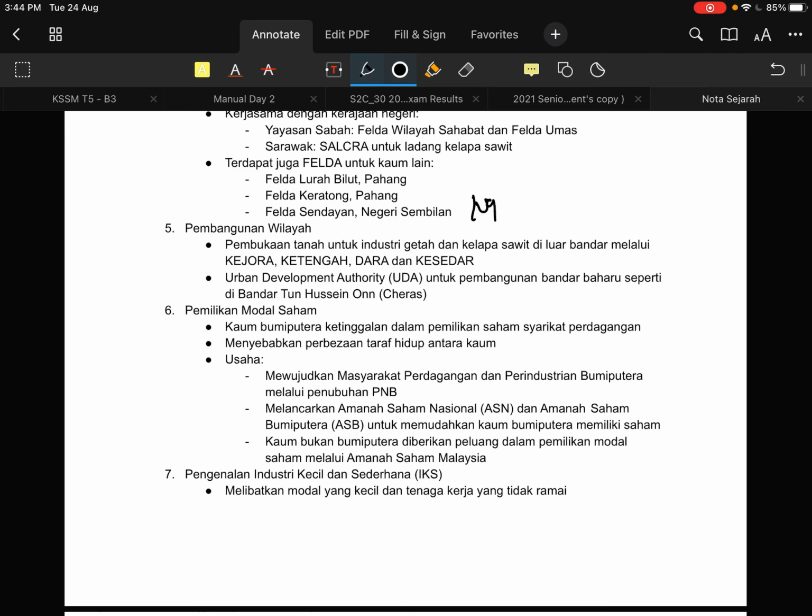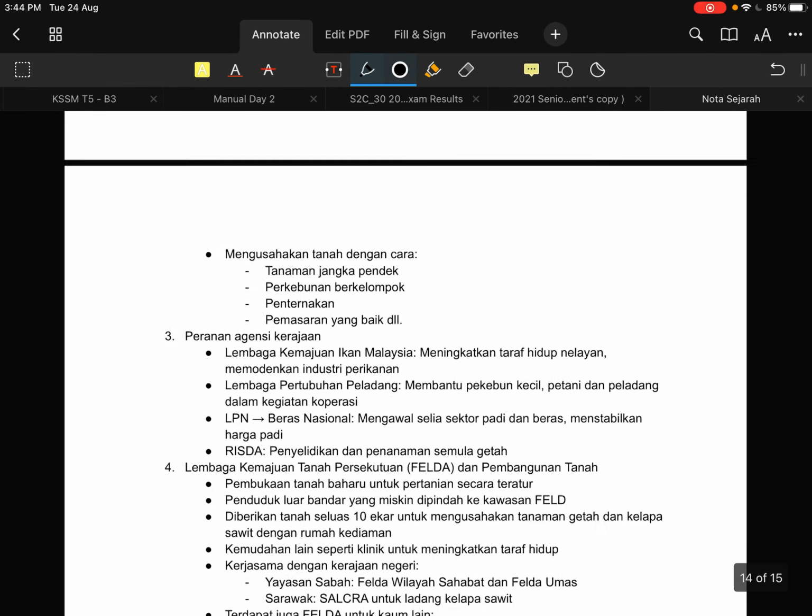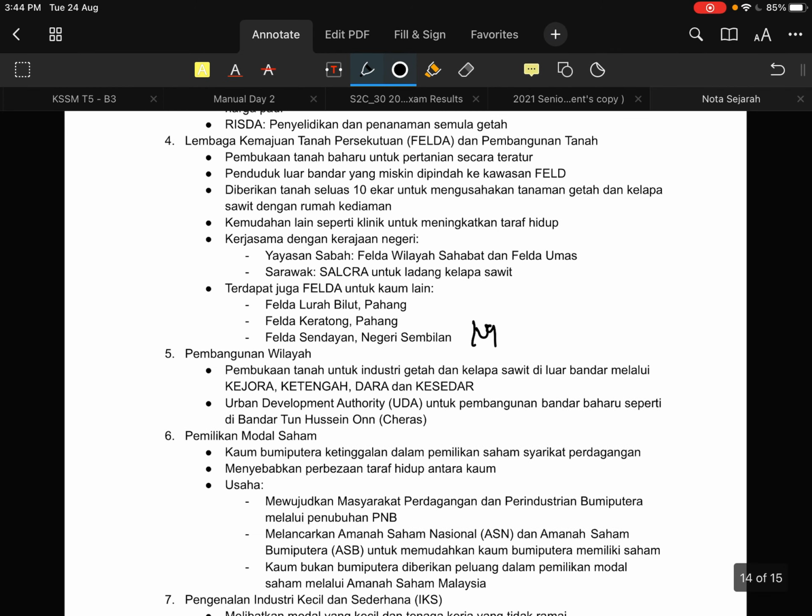And then Pembangunan Wilayah is the fifth one. It's the fifth thing that is done in this DEB. These are all things that have been done in DEB. And the fifth one is to develop more regions.